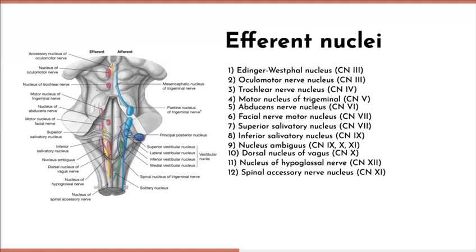Now, please do remember that the accessory nerve has 2 nuclei. It has a spinal nucleus, which gives the spinal component of the accessory nerve, whereas the nucleus ambiguus provides the cranial component of the accessory nerve.